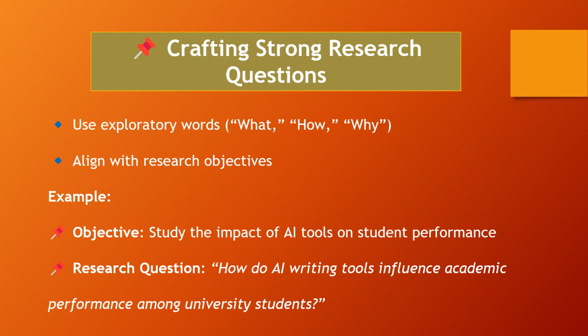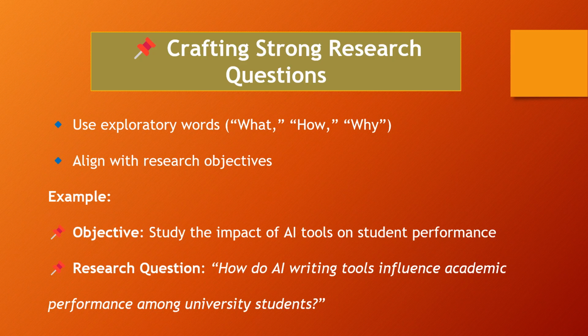Then look at this example. The objective is to study the impact of AI tools on student performance. What is our research question? Our research question is, how do AI writing tools influence academic performance among university students? So simple. So simple. There's no ambiguity. There's nothing like, it's not aligning. It is aligning with our research objectives.